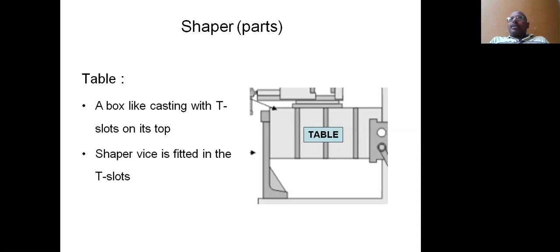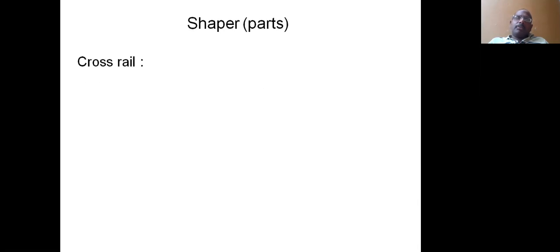So if it is a simple job, the job is mounted or inserted within the shaper vise directly. That particular shaper vise is clamped to the table with the help of the T-bolts. Just as I explained, it is a simple job, the job is fixed in the shaper vise. If it is a complicated, irregular or large size object, then it is mounted to the working table directly. The table is also called the working table.